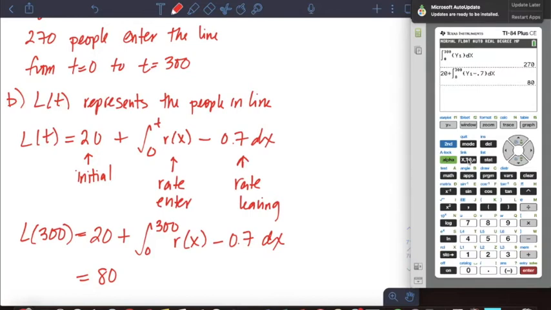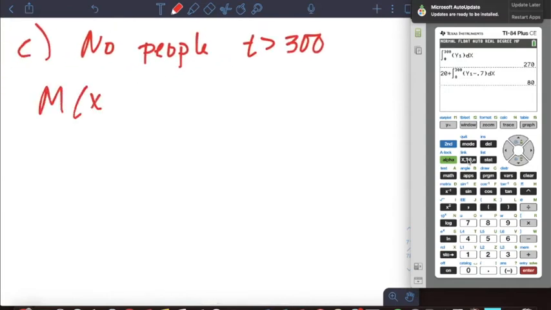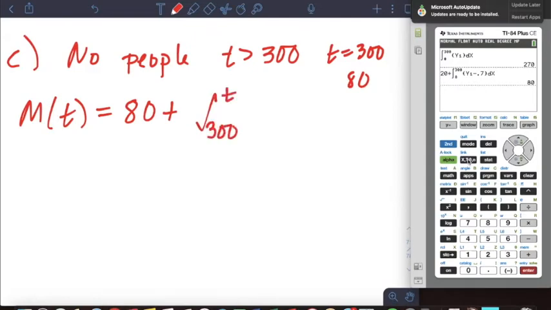We still need to look at how many people were initially on the escalator at t equals 300. We want to know the rate at which they're entering and the rate at which they are leaving. So we can call this a different equation because this one is for time greater than 300. So we'll call it m of t. For time greater than 300, at 300, there are 80 people, and we just found this out from part B. Okay, so 80 people plus the net change of people entering and exiting from 300 to any given time t.